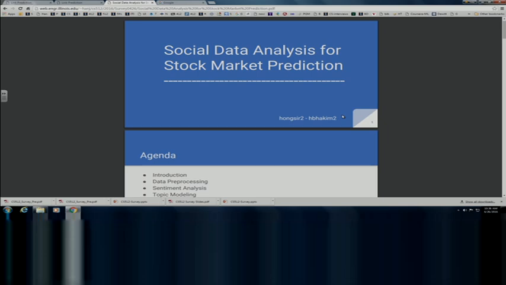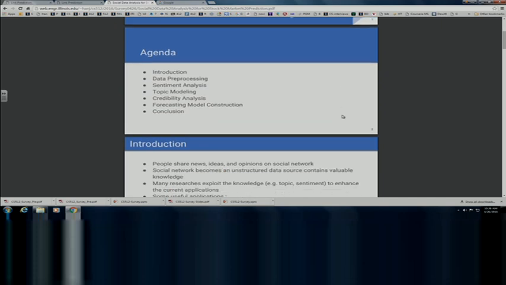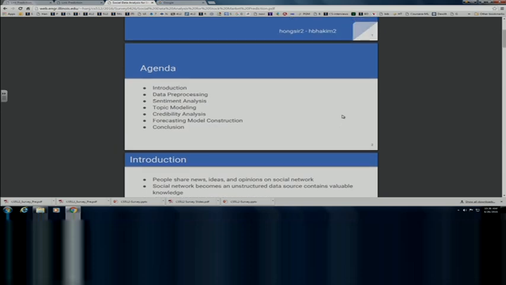Morning. Our survey is about social data analysis for stock market prediction. We try to summarize the general method used in many papers. To construct a prediction model, we need to do some data pre-processing after we gather the data, and after that we try to extract some features. There are three types of features that we will introduce in this survey: sentiment features, topic features, and credibility features. After that, we combine all these features to build the forecasting model.